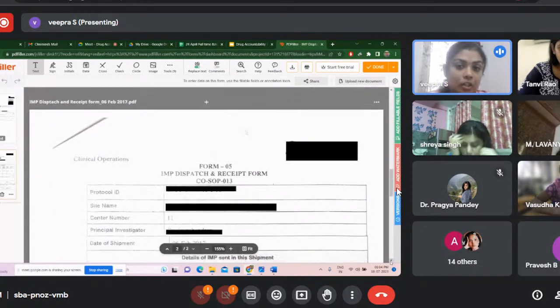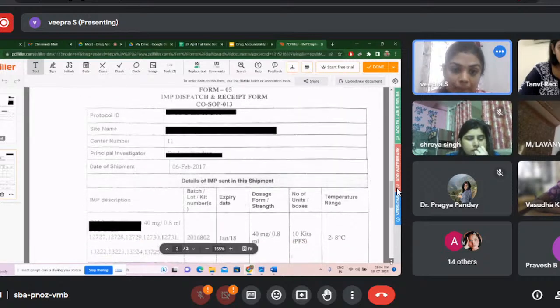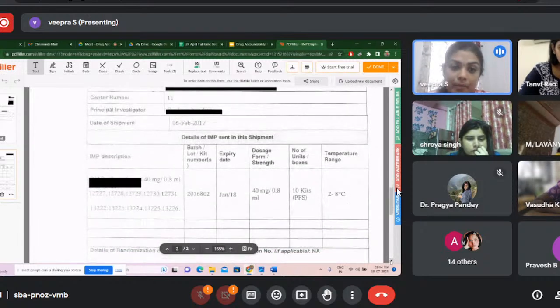And along with that, this is the IMP shipment dispatch and receipt form. IMP, investigational medicinal product dispatch and receipt form. What is present first? A protocol ID, here you can see, then site name, sender number, name of the principal investigator, date of shipment. And after that, the details of the IMP which they have given: the unit, the dose related information, and that it is a pre-filled syringe. Then the medicine code number, batch or lot number, expiry of the medicine, dose form, strength of the medicine, and the number of boxes which they send. So in total 10 kits are sent.